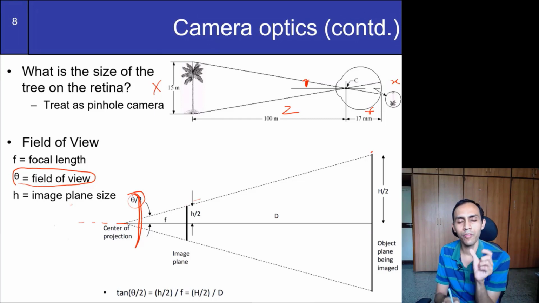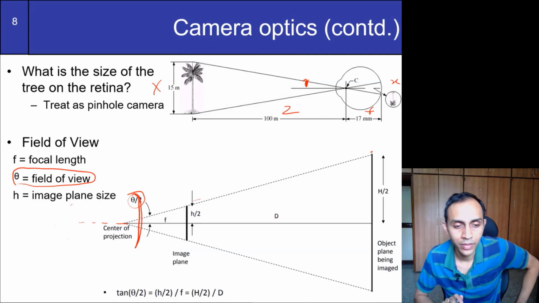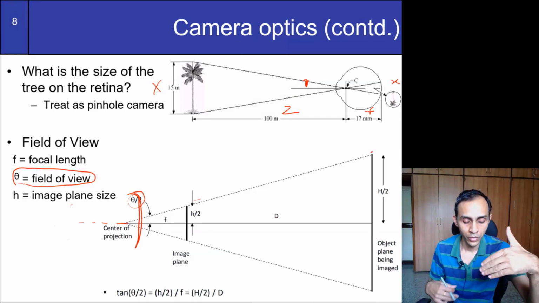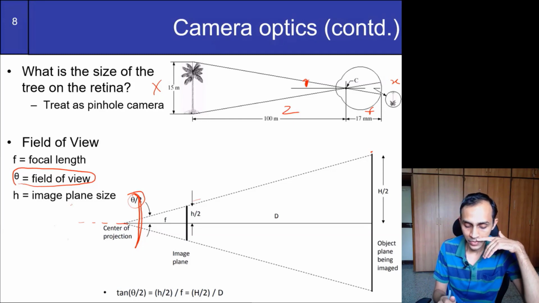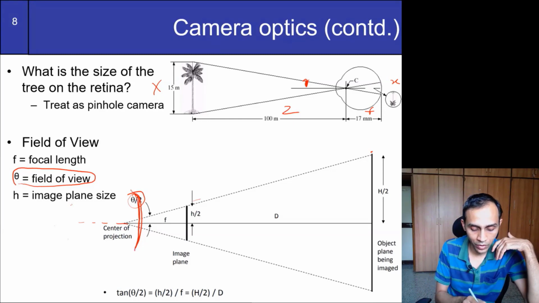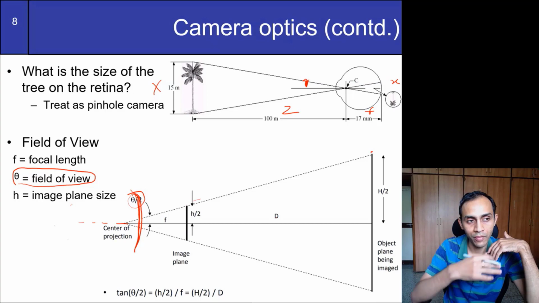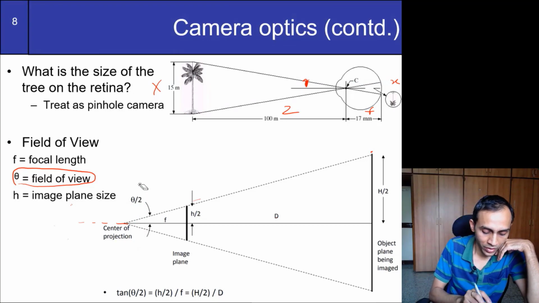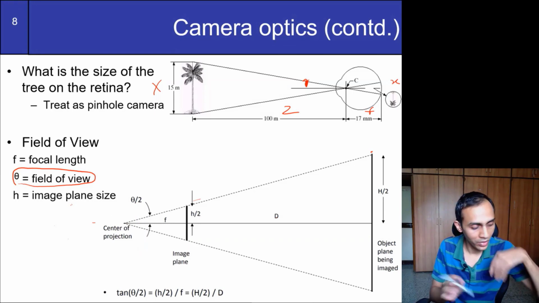Generally, cameras also have variable focal length, so you can adjust the focal length. If you want to see far off things, you can increase the focal length. If you want to see nearby, you can have a shorter focal length. So if you have a wide angle field of view, you will have a shorter focal length. You cannot have a larger focal length at the same time. So that trade-off is there.